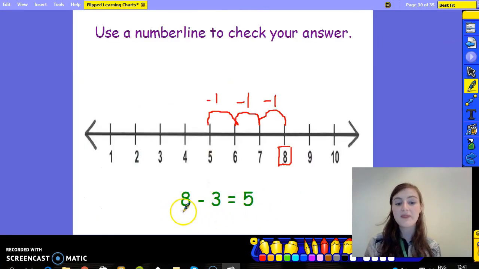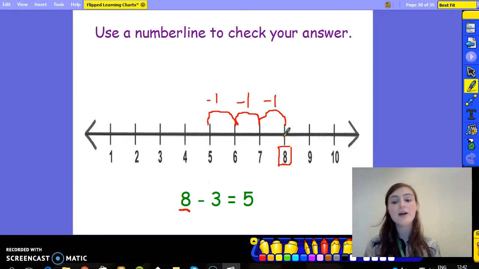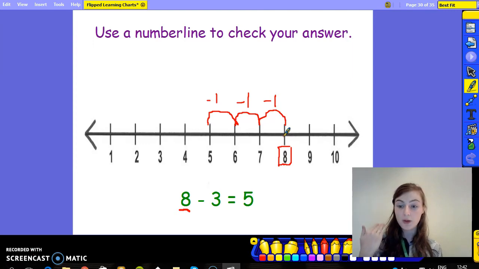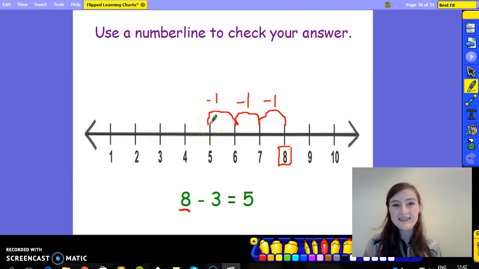Let's check our answer on the number line too. We start at the biggest number, which is 8. And remember, when we are subtracting or taking away, our numbers are always getting smaller. This means that we are counting backwards on the number line. We're taking away 3. Let's go. 1, 2, 3. We landed on 5. Great job. You are fantastic.